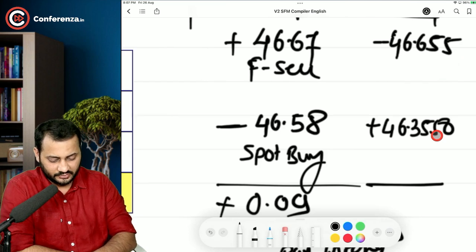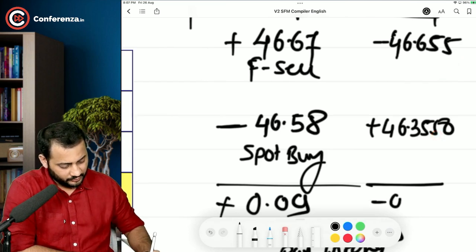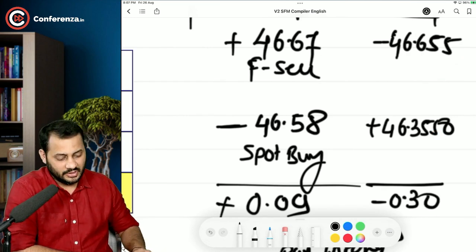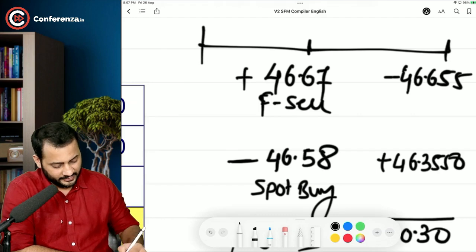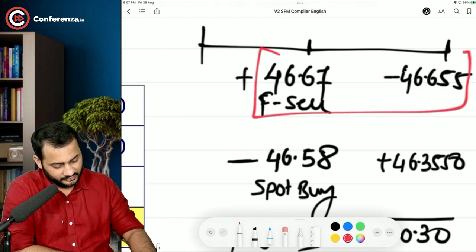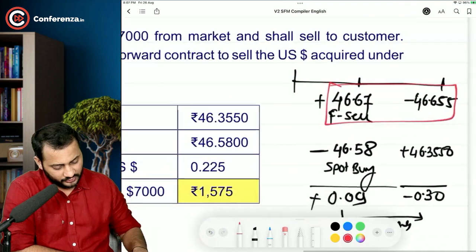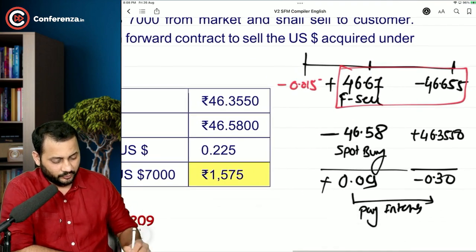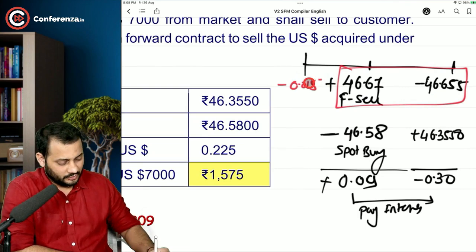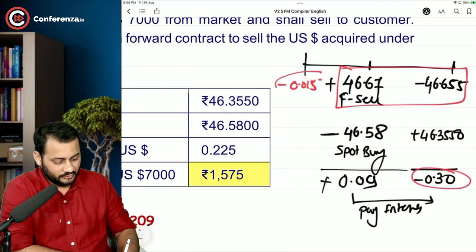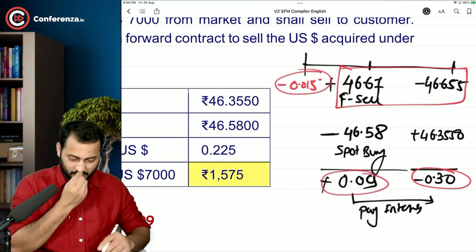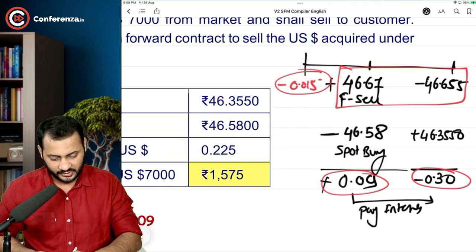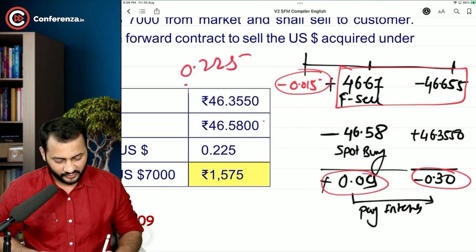46.655 minus 46.3550, so the loss is 0.30. This will be recovered from the customer. And there is another loss of 0.015. So a loss of 0.015, a loss of 0.30, and a profit of 0.09. What is the total of this? 0.30 plus 0.015 minus 0.09. So the total is 0.225.